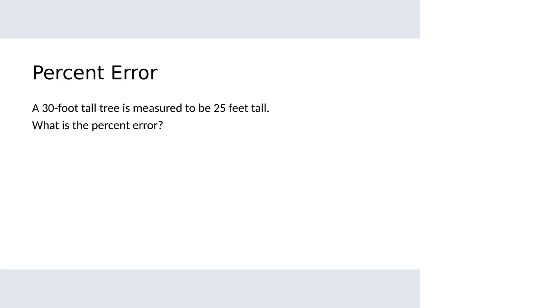Percent error. This is one where we can measure how accurate a measurement really is. The formula for percent error is the amount of error divided by the actual amount.